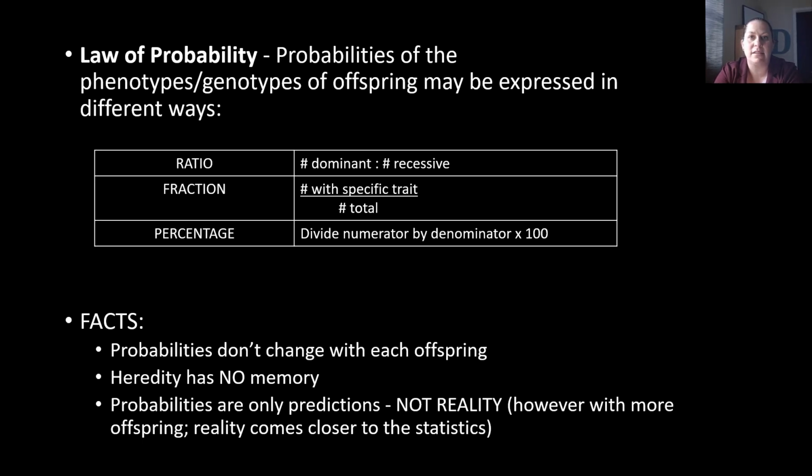Nope, they don't remember that stuff. Okay, so it's going to repeat every time in the sense of having the same probability, the same chance. Probabilities, guys, are only predictions. It's not reality. However, with more and more offspring you have, the closer and closer you get to the actual statistics or probability. So the more times you do it, the more chances you're going to get to that, like boys versus girls, 50-50.